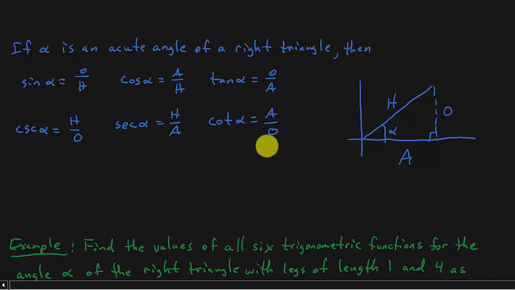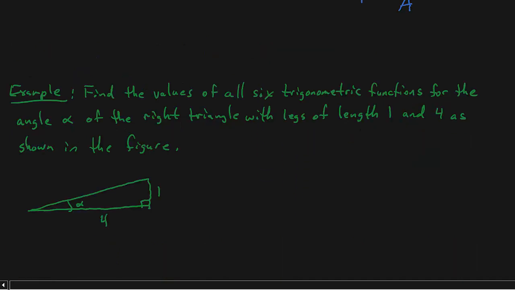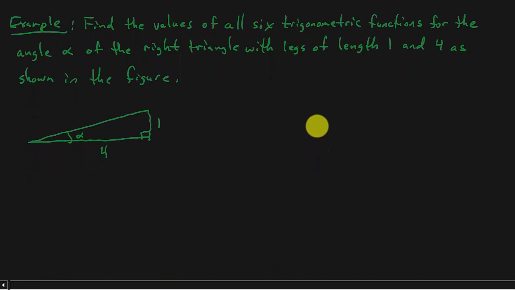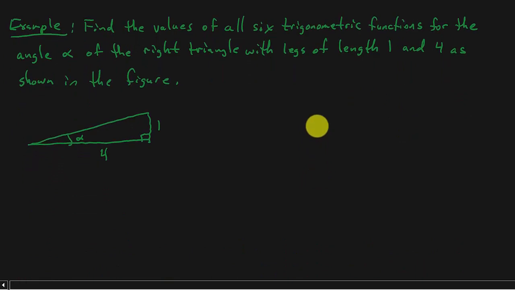All right, so let's look at an example using this. It says, find the values of all 6 trigonometric functions for the angle alpha of the right triangle with legs of length 1 and 4 as shown in the figure. So we have our triangle here. So here's alpha, so this is the side opposite, this is the side adjacent, and then here's your 90-degree angle, so the side opposite that's your hypotenuse.